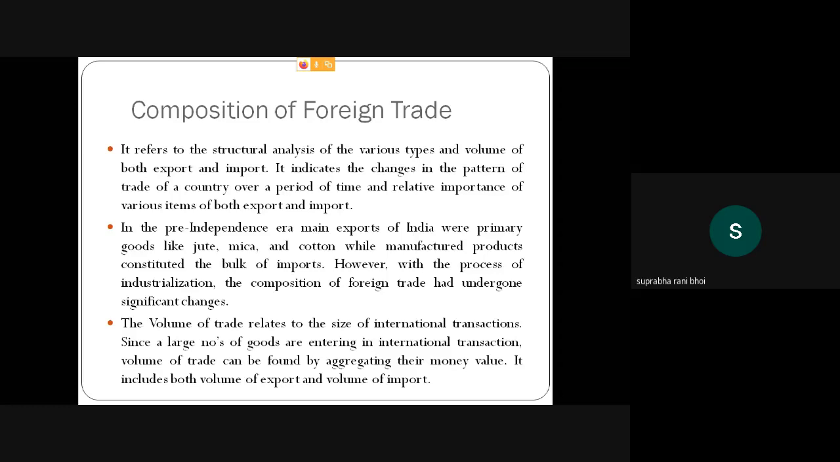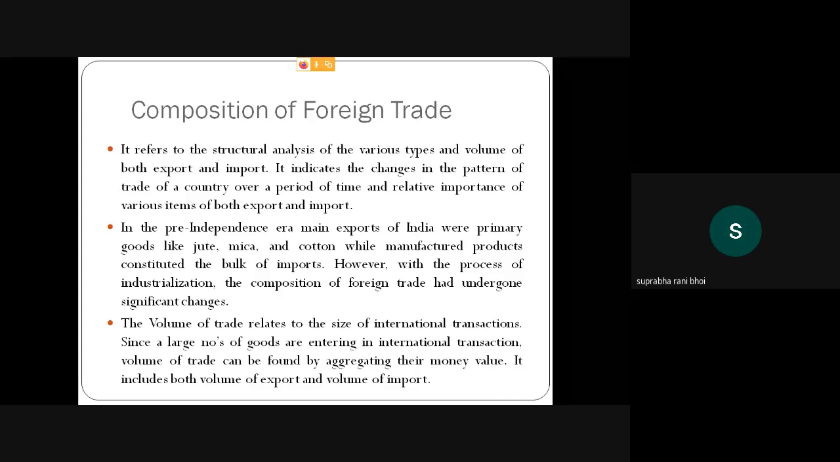One bundle is worth $1,000. Then 10 bundles equal 1,000 times 10, which is 10,000. That may be the volume of trade. It can be calculated by aggregating the money value of all varieties of goods and services entering into international transactions. It includes both volume of export and volume of import.